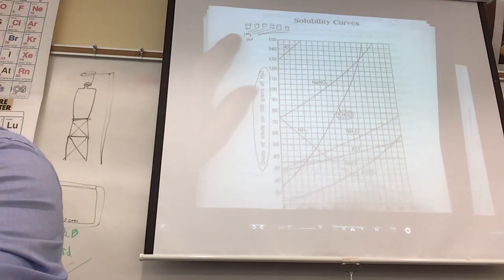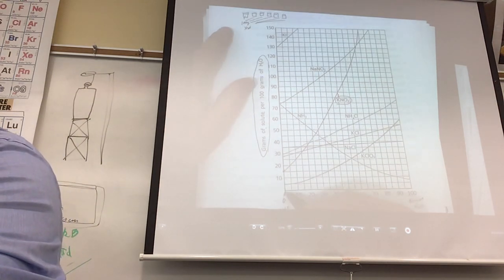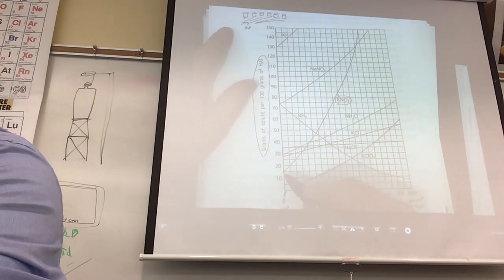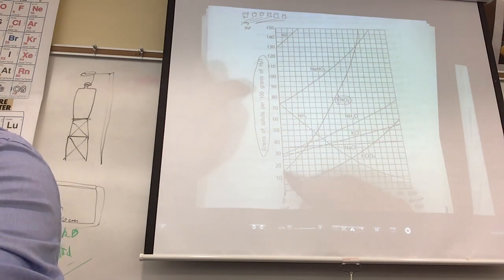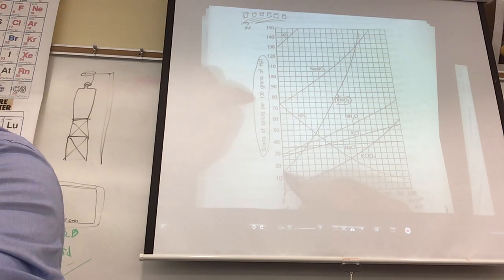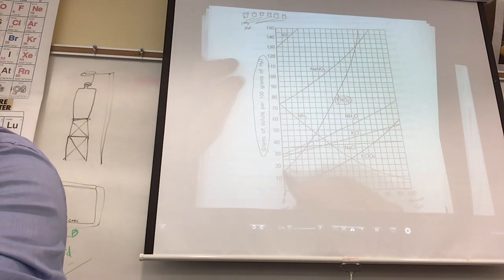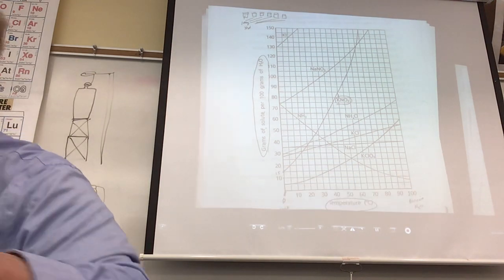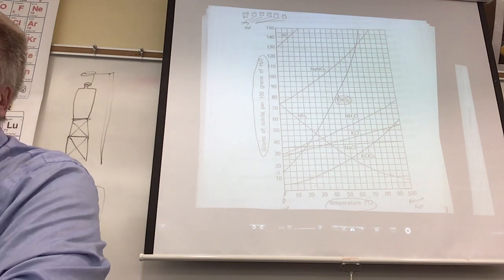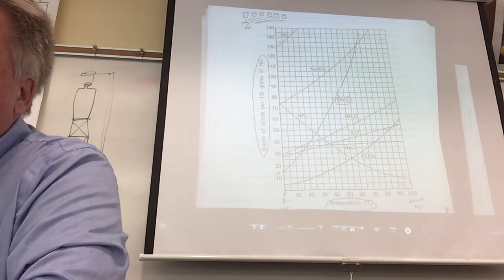Now, what do I know? At 0 degrees Celsius, cold water, how many grams of potassium nitrate will dissolve in 100 grams of water? What's that number right there? It's halfway between 10 and 20. 15. Is everybody okay? Now, they have a fancy word for that, and I'm going to show you some fancy words here.